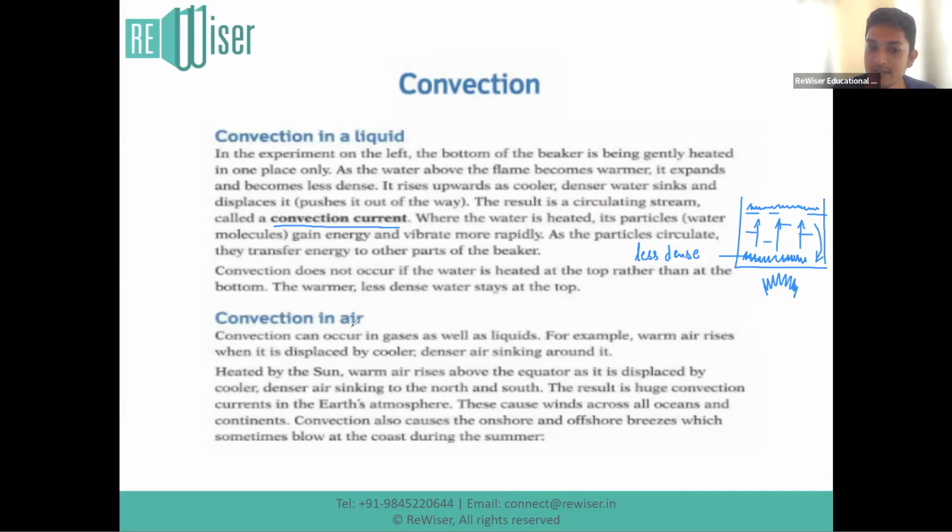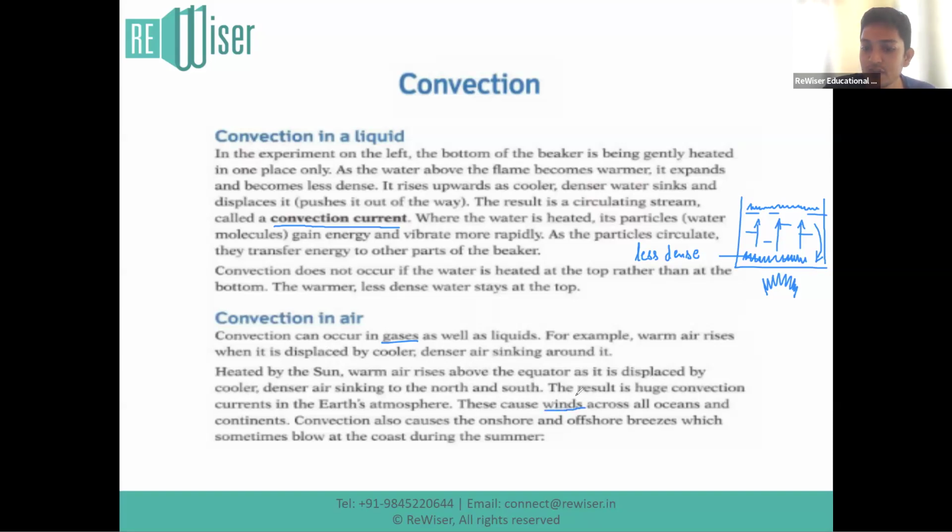Convection in air also occurs, specifically as a gas as well. Warm air rises and is displaced by cooler, denser air sinking around it. We will notice an example going forward where convection in air is the cause for the land breeze and the sea breeze. So remember, as warm air gets displaced by colder, denser air, there is a huge convection current in the Earth's atmosphere. This is what causes the winds across all the oceans and the continents.